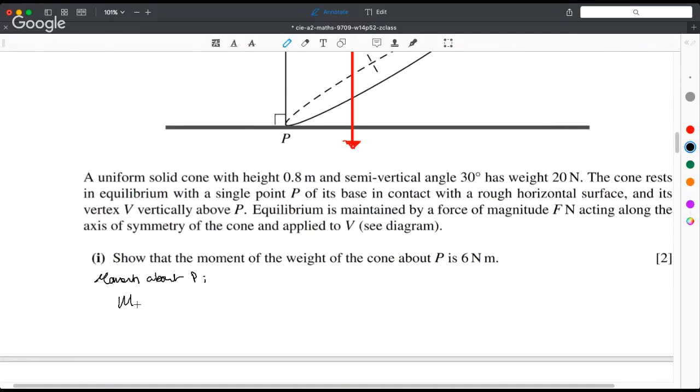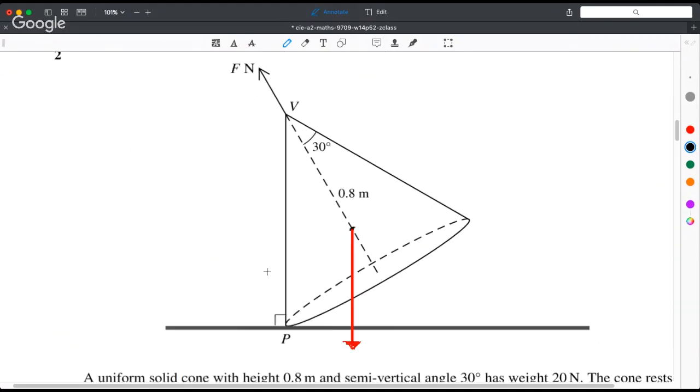And the moment associated with F, remember that a moment is just the magnitude of the force multiplied by the distance between the point about which we're taking the moment, which in this case is P, and the line of action of the force. So the line of action of the force here is this vertex here. So really, the shortest distance, the perpendicular distance between P and that line of action, is the radius of the cone.